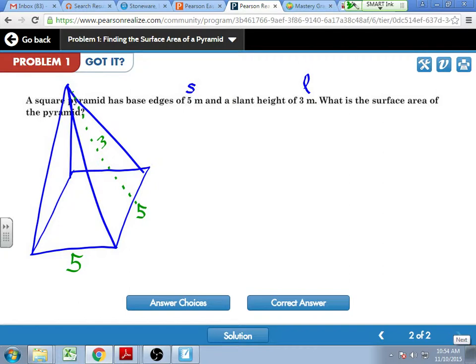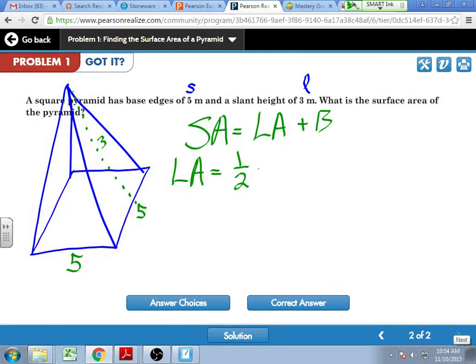Now they don't give you anything else for your big B because it's easy to solve. It's a square. So I set up that my surface area is going to be my lateral area plus my big B. Big B is easy. We'll come back to that. Lateral area, we know it's half because of the triangles. The perimeter times the apothem. Because I could do each side individually and do half the base times the height, half, and then multiply by how many there are. Or the perimeter takes care of doing the 5 times the 4 that there are.